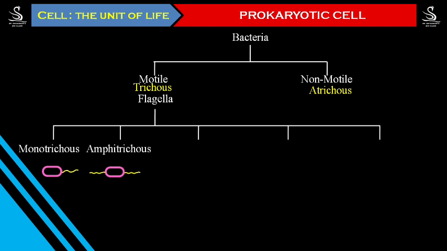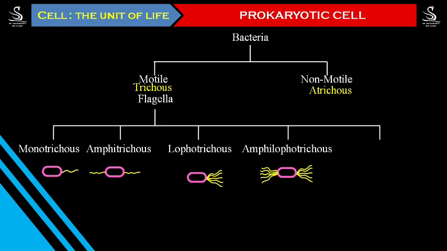Such bacteria are called amphitrichous bacteria, and certain other bacteria have a tuft of flagella, meaning a group of flagella present on one side. Such bacteria are called lophotrichous bacteria, and certain other bacteria have two groups of flagella, one on either side. Such bacteria are called amphilophotrichous bacteria, and certain other bacteria are called peritrichous bacteria. These have flagella on the entire surface.